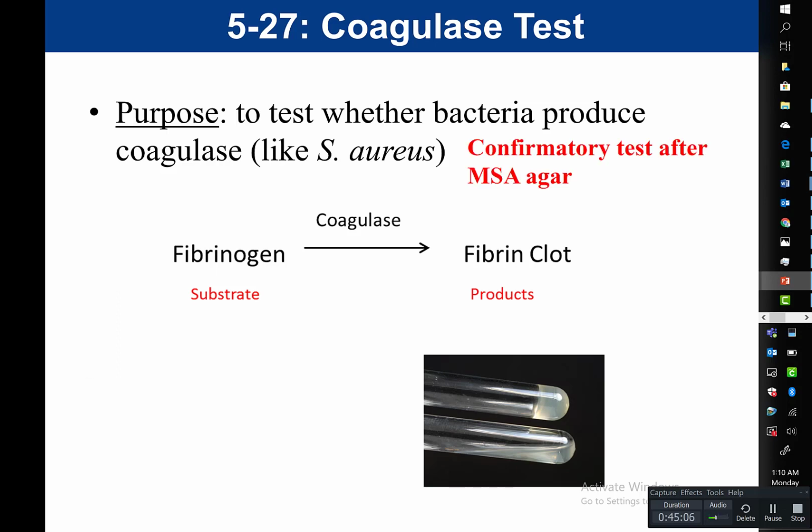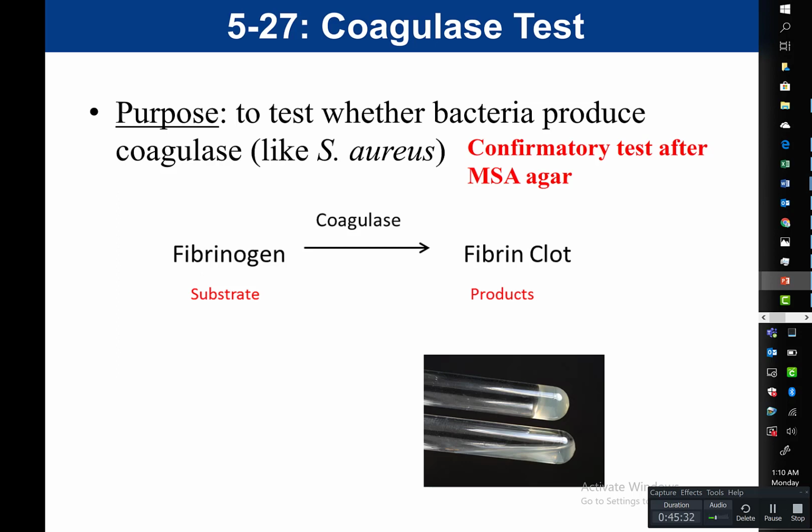So the purpose of our coagulase test is to test whether bacteria produce coagulase like Staph aureus. So this would be our confirmatory test after an MSA agar. So again, if we have a positive on our MSA, that MSA is only presumptive. So we need to do a confirmatory test, and our confirmatory test is going to be our coagulase test. So let's talk about how our coagulase test works.